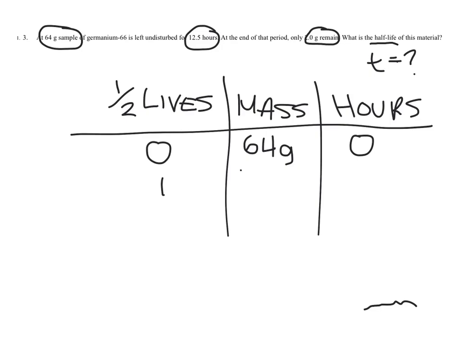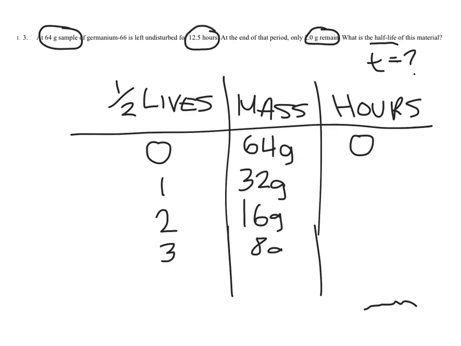After 1 half-life, there'd be 32 grams left, right? Because 1 half-life means half the material's gone. After 2 half-lives, you'd only have 16 grams left. Cut it in half once again, 32 divided by 2. After 3 half-lives, you've got 8 grams left. After 4 half-lives, you'd have 8 divided by 2, which is 4 grams. And after 5 half-lives, you would finally have 2 grams left.